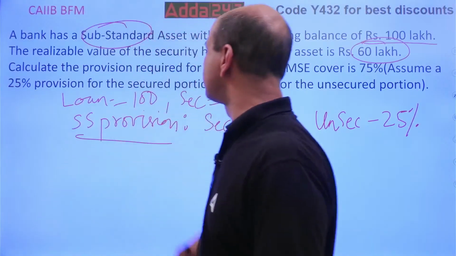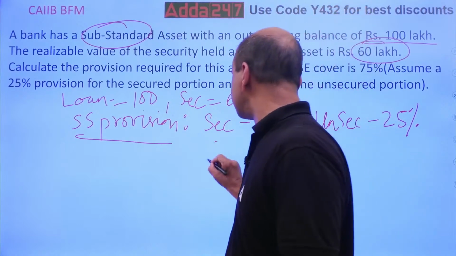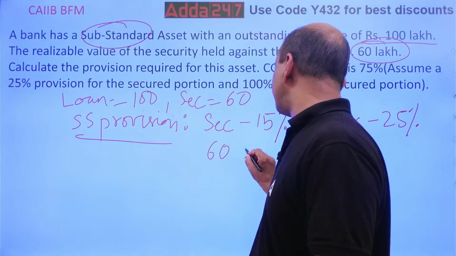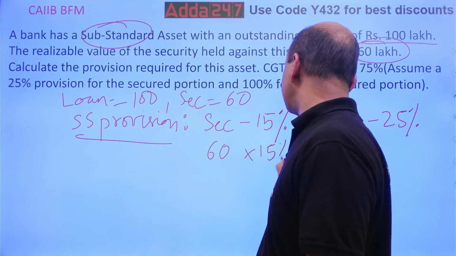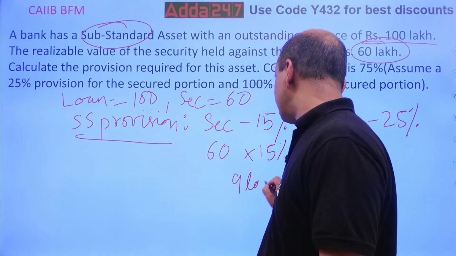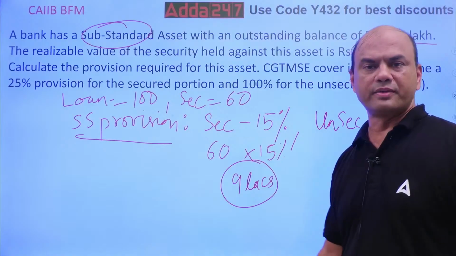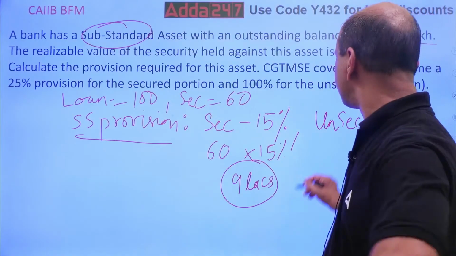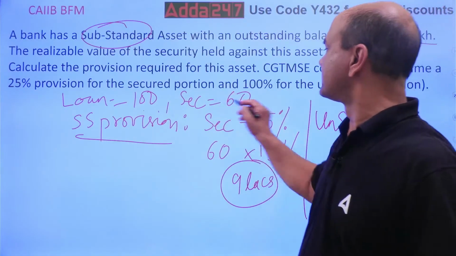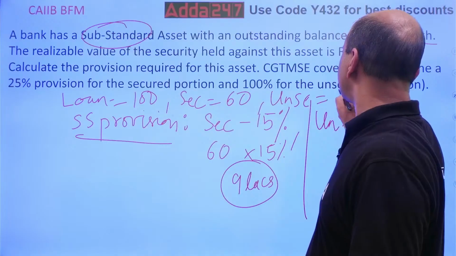So in this case, look at this. What is the secured part? 60 lakhs. So 60 lakhs is the secured part. So on this, 15% into 60, keep it very simple. 15 6 is 90, so 9 lakhs. This is the provision for your secured part. 9 lakhs. What about unsecured part? Unsecured part is 40 lakhs.